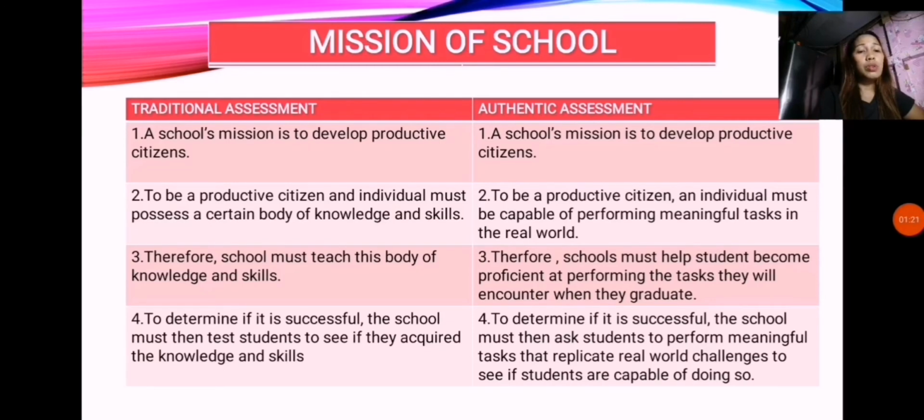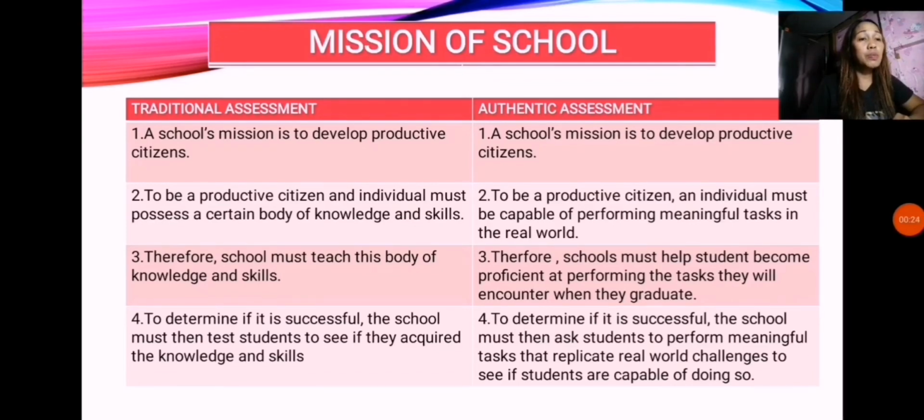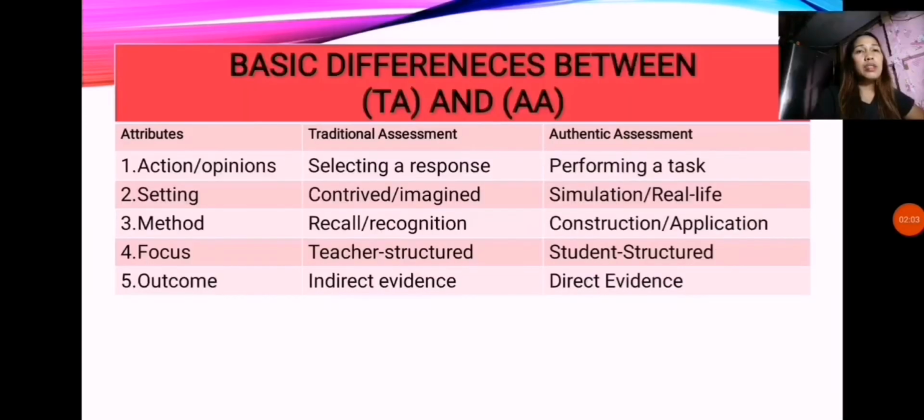In traditional, more on learning, teaching, and test. Then, in authentic assessment, it is more on application of your knowledge and skills into the real world to become a productive citizen. So, even in the mission of the school of traditional and authentic assessment, the traditional stays in their traditional assessment. Then, on authentic, they pursue or they always apply the knowledge and skills into the real world. Basic differences between TA and EA.